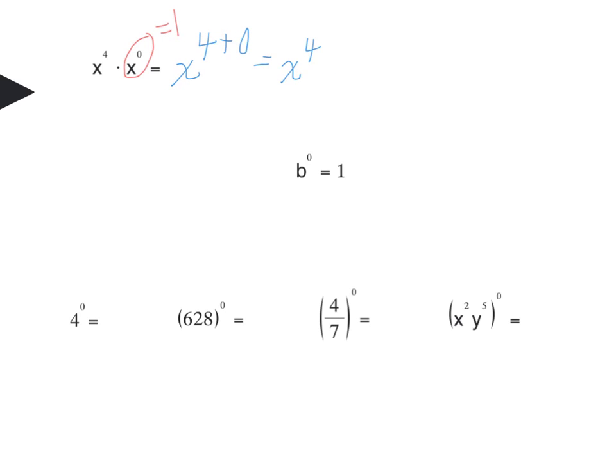Because of that, we have a special property that any number to the 0 power is 1. Sounds really strange, but it's got to work in order for this to uphold. So anything is 1. 4 to the 0 is 1. 628 to the 0 is 1. 4 sevenths to the 0 is 1. Even this strange variable expression, x squared y to the 5th all raised to the 0, it's 1. So anything raised to the 0 power is 1. Another important property.